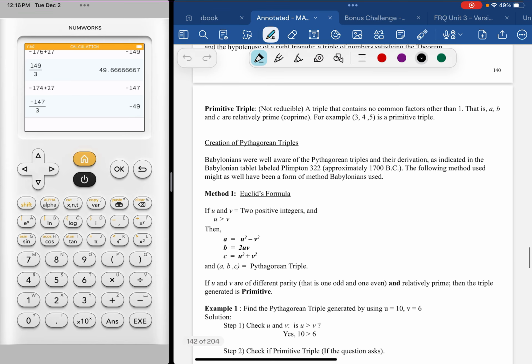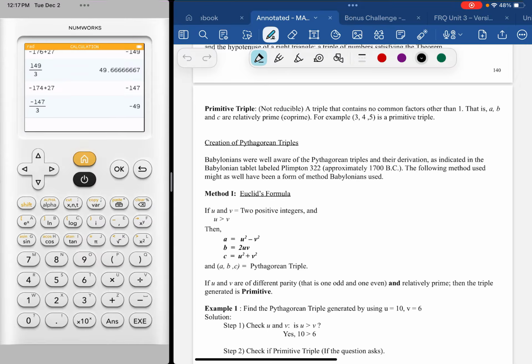The primitive triple is a non-reducible triple, right? No common factors other than one. A, B, and C are relatively prime, another term for that would be coprime. So there is no factor other than one that is in common among the three values that make up the triple.